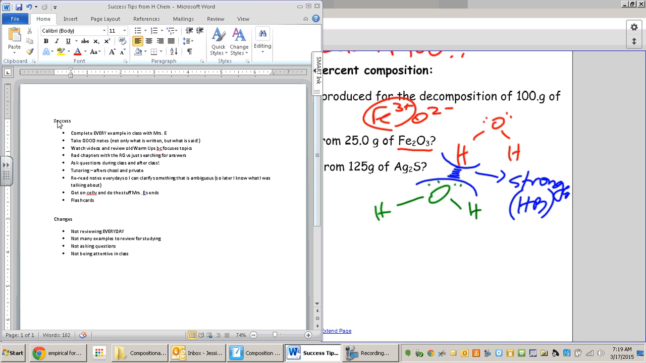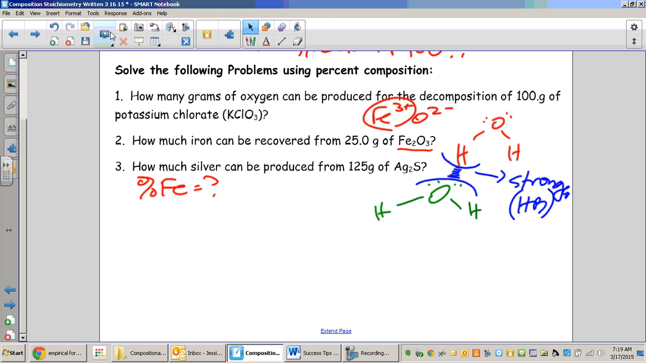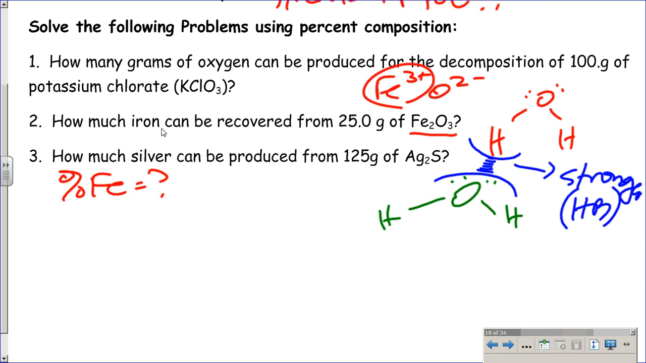Well, I'm going to read this off to you. So, success comes from, this is just from what you guys in my second period said. So I just kind of combined the list. Taking good notes, not only what is written, but what is said. Completing every example in class with Ms. E, so that you guys have something to look back on. Answering questions in class, asking questions in class. Reading chapters with the reading guide instead of just searching for the answers online or through the book. So I'm trying to start implementing these and asking you guys to do these things with me because if it's helping some people be successful, maybe it'll help you. So what's it going to hurt? We're going to try to do this together here, okay?